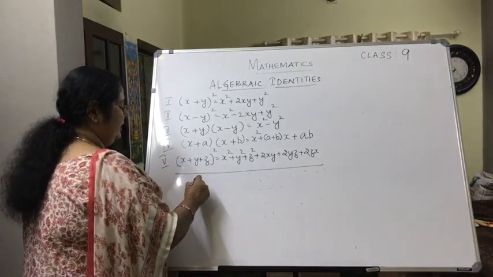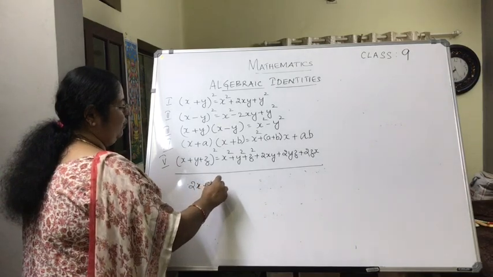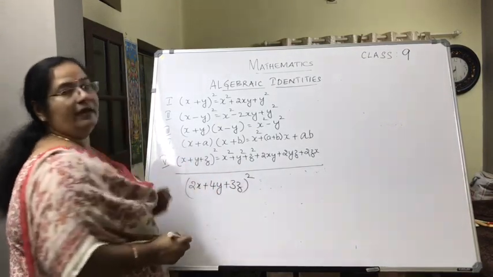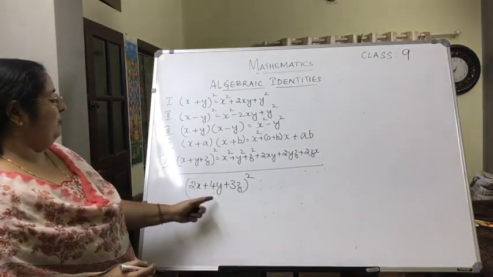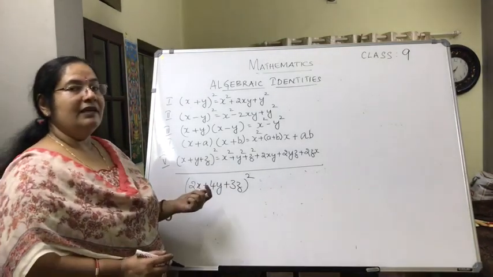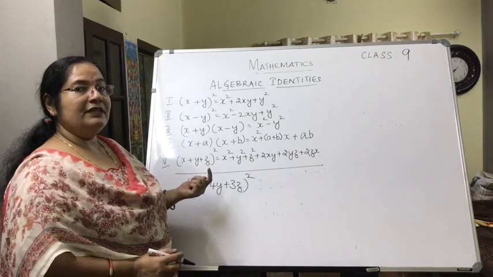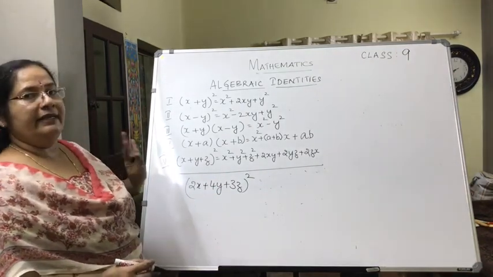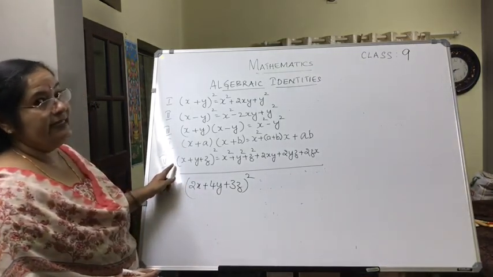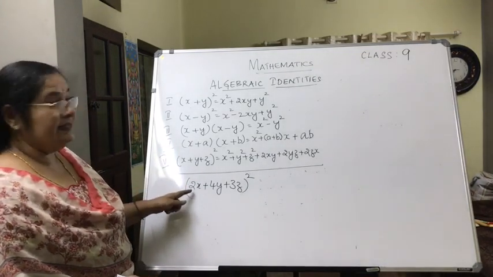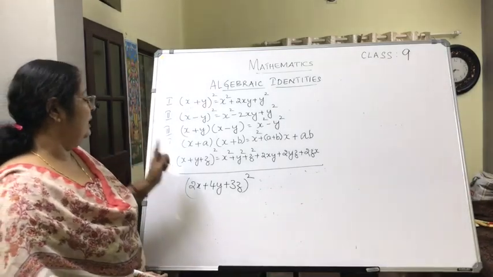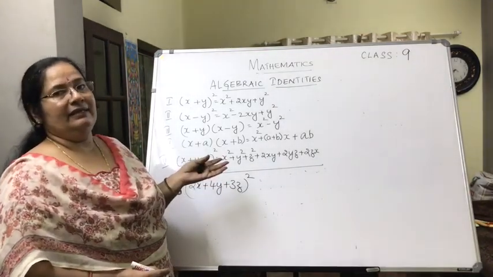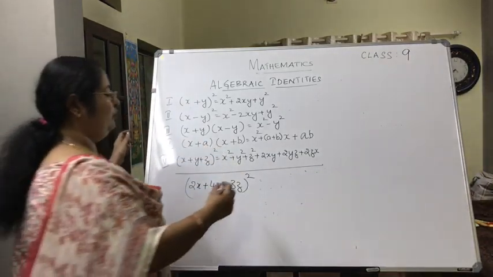Now one more example we'll do. Suppose you are taking (2x plus 4y plus 3z) the whole square. You are asked to expand this. Which identity can we use here? Expand using the identity. Which identity? You will be taking the identity 5, where our x is now 2x, y is 4y and z is 3z.